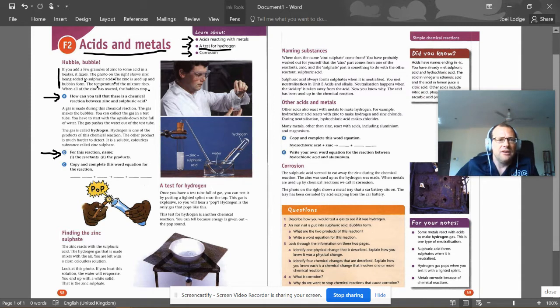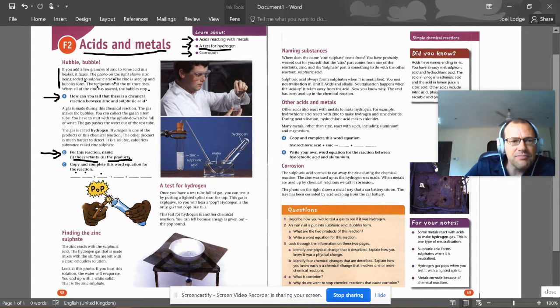B. For this reaction, can we name the reactants and the products? So the reactants are the things we started with. So if we look back, reactants, zinc, sulfuric acid. Okay, so number one, reactants, zinc plus sulfuric acid. So you actually put sulfuric acid plus zinc there when we're writing it out.